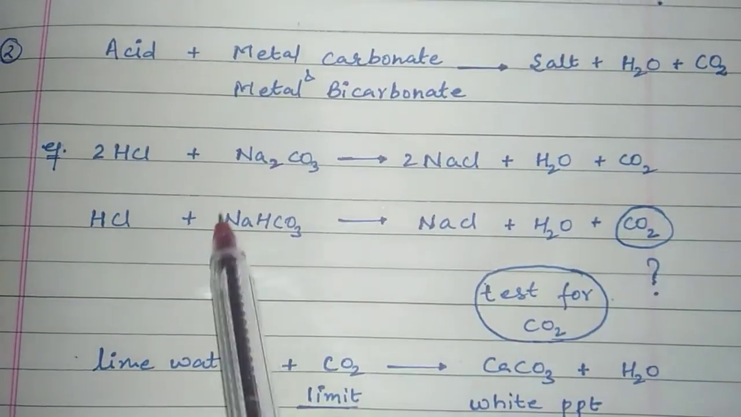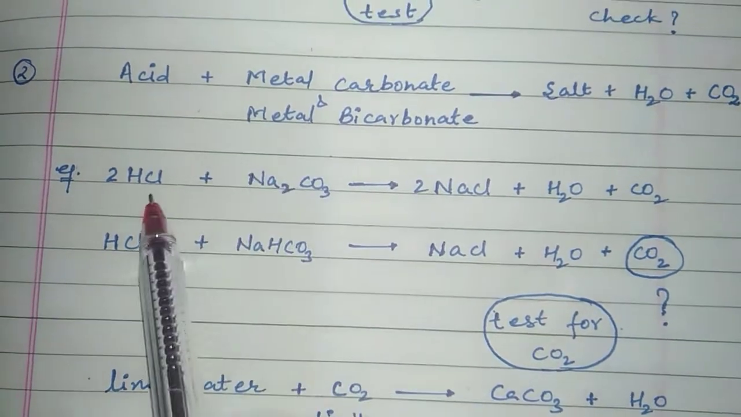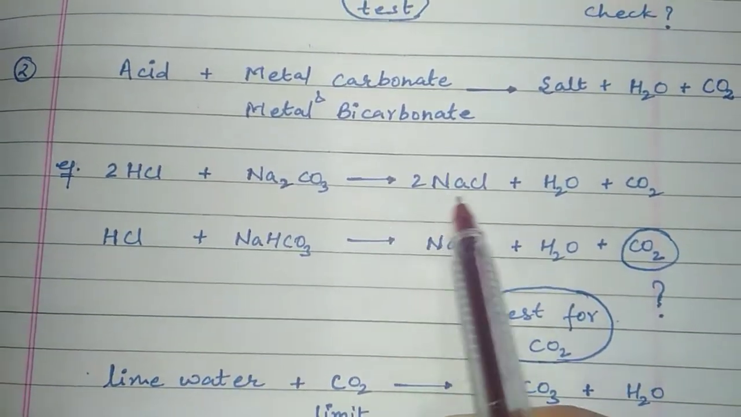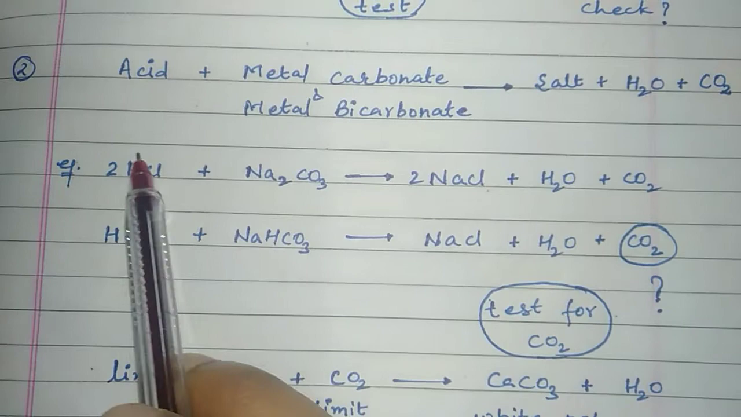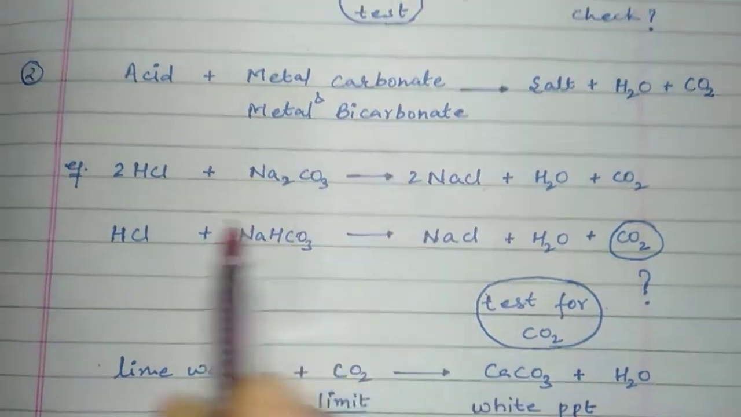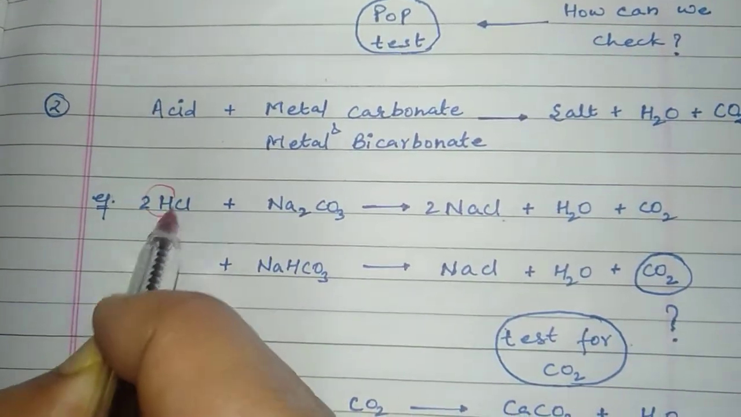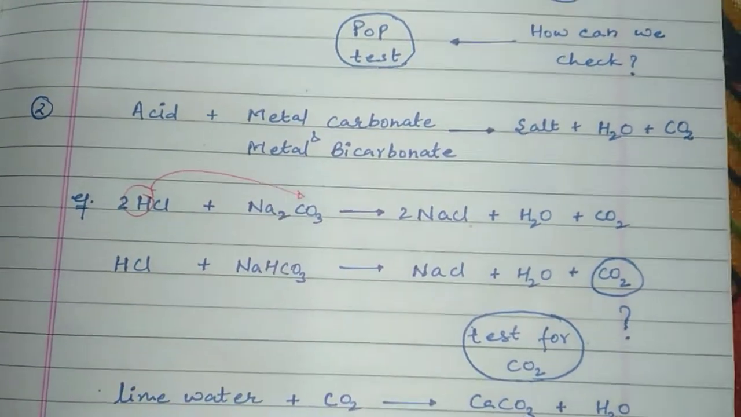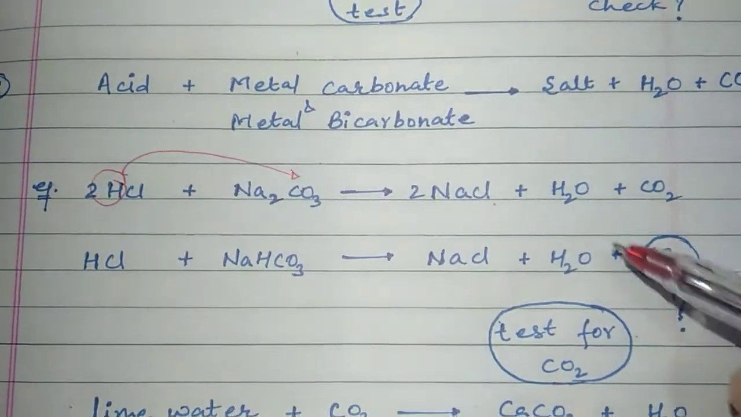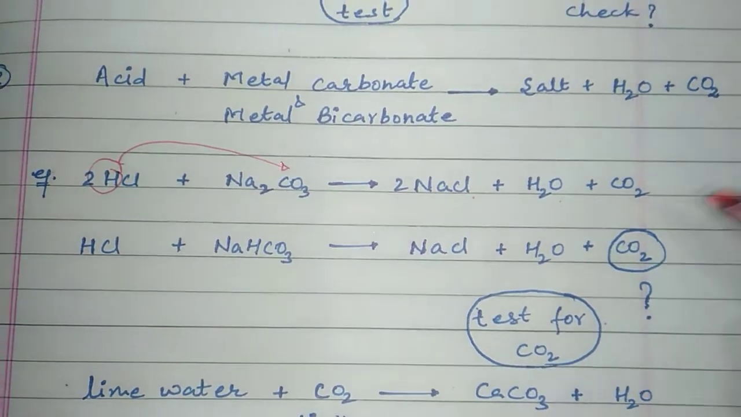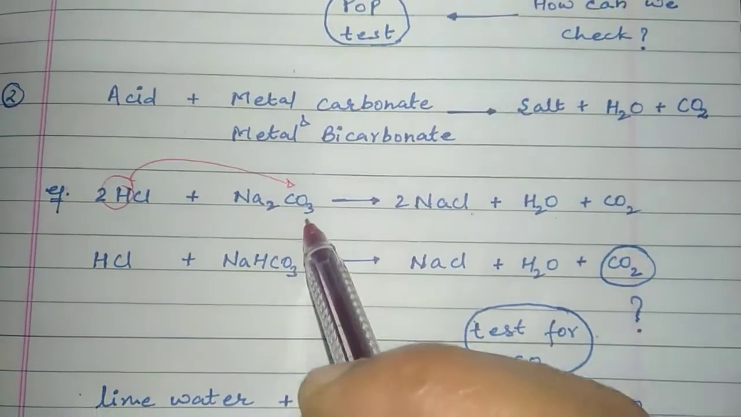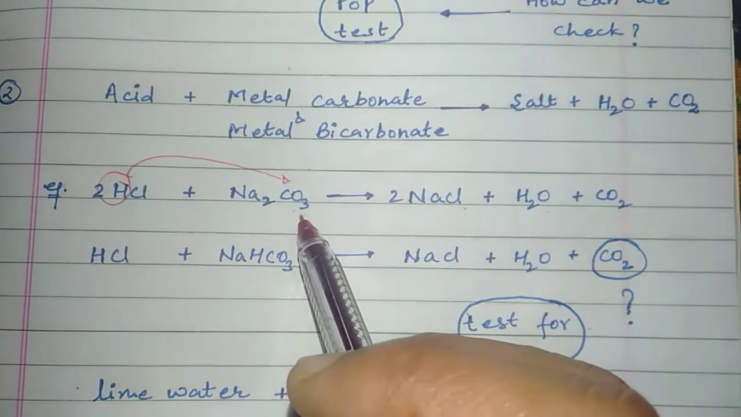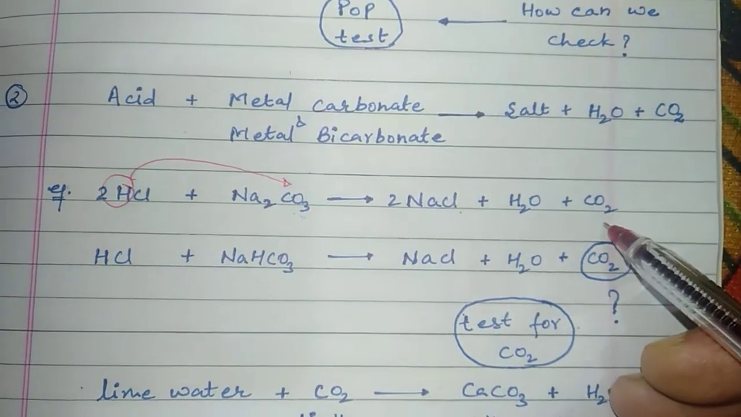How is it forming? You can see 2Na is reacting with 2Cl forming 2NaCl, then the remaining 2 hydrogen is reacting with one atom of oxygen and producing water, and then the remaining C and 2 oxygen produce CO2.